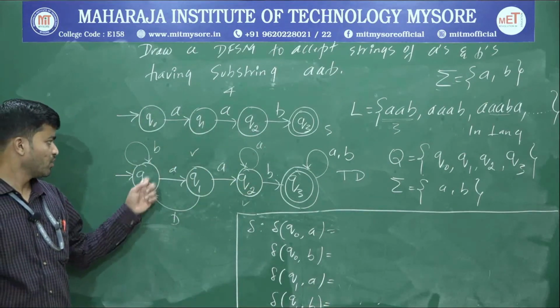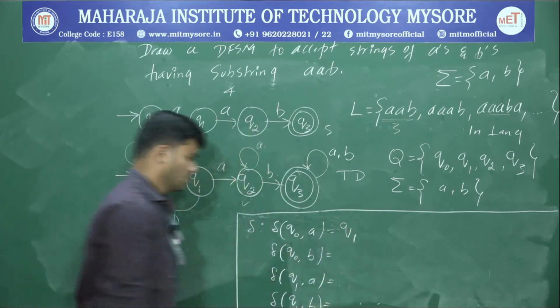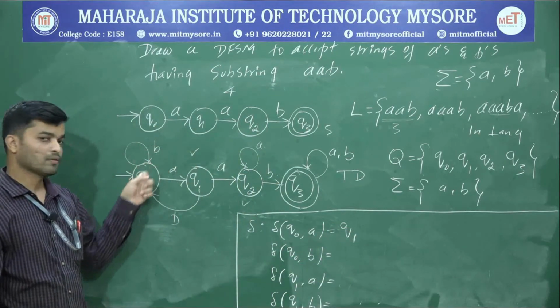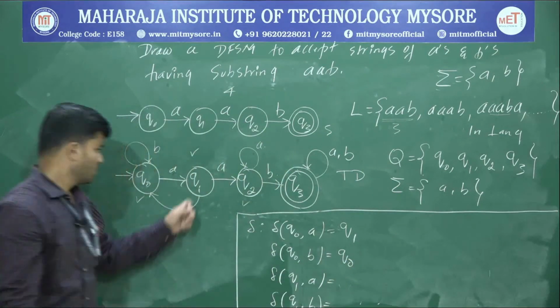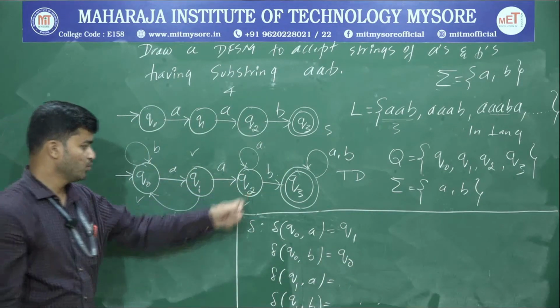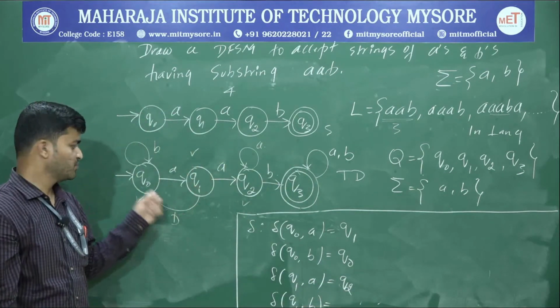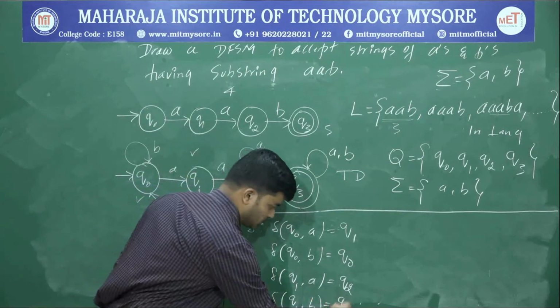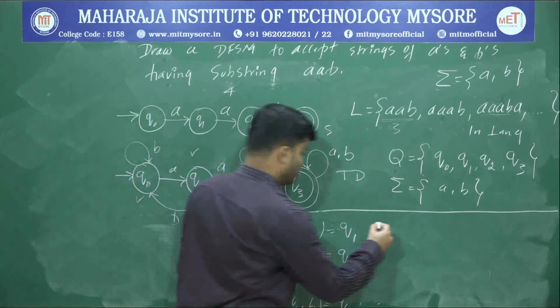Okay, what is delta of Q0 comma A? Q0 comma A is Q1. Q0 comma B is again Q0. Q1 comma A is Q2. Q1 comma B is Q0. Okay, next go with Q2 and Q3.